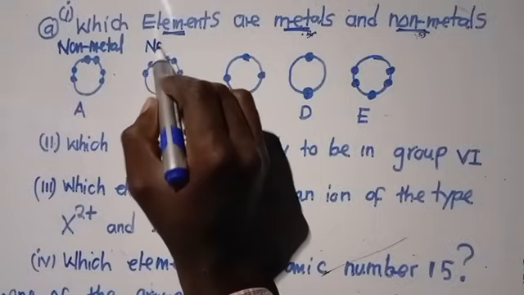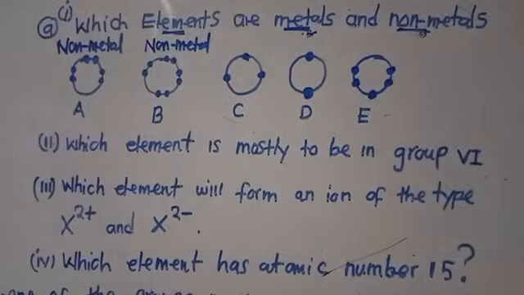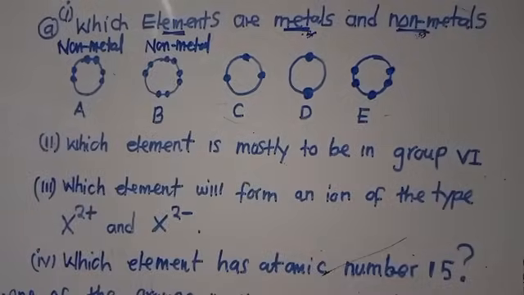Where do we get to find this? We know that this one is a nonmetal. Where do we find it? A noble gas. I like that. This one is a noble gas. Why do we call them noble gases? What's the whole essence of calling them noble gases?